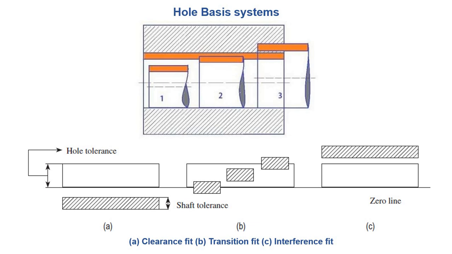Okay, so in the hole basis system we are keeping the hole size constant. You can see that here the hole size is the same, and we are varying the size of the shaft to get the desired type of fit. By keeping the dimension of the shaft lower than the minimum hole size, we have a clearance fit, and by keeping the hole size smaller than the shaft size, we have an interference fit. Transition fit is in between the two.